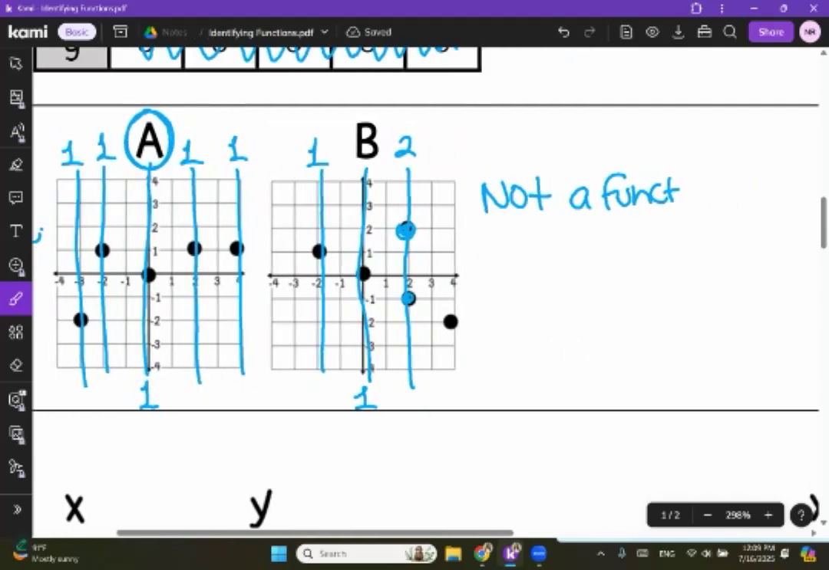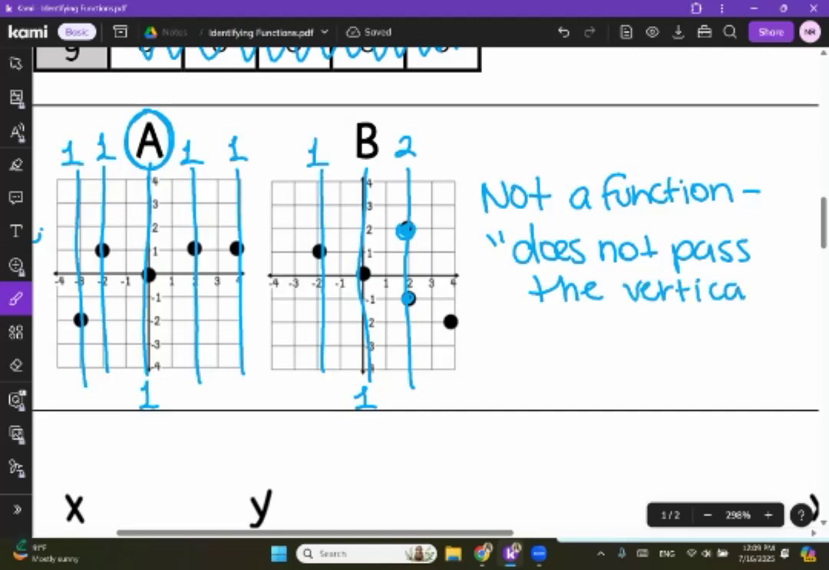Now, if you are asked for an explanation on the STAR test, you would say that it does not pass the vertical line test. If it's one of those fill in, essay, blank, whatever answer, you would just say it does not pass the vertical line test.